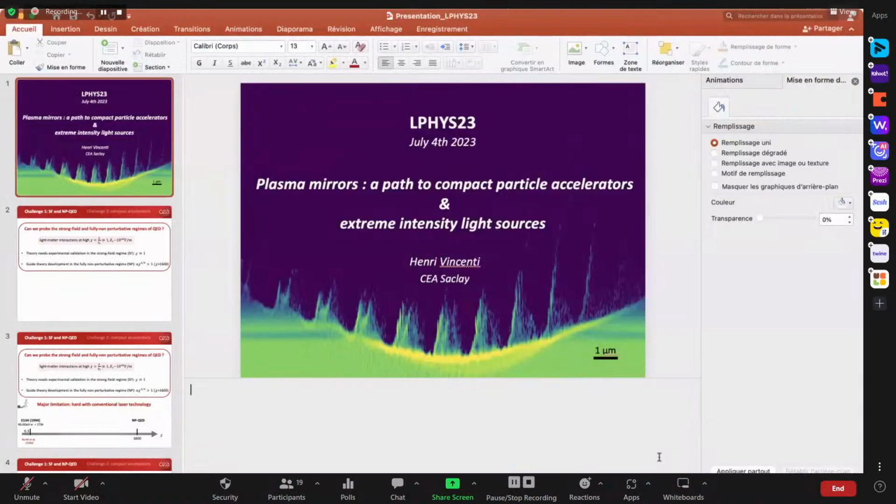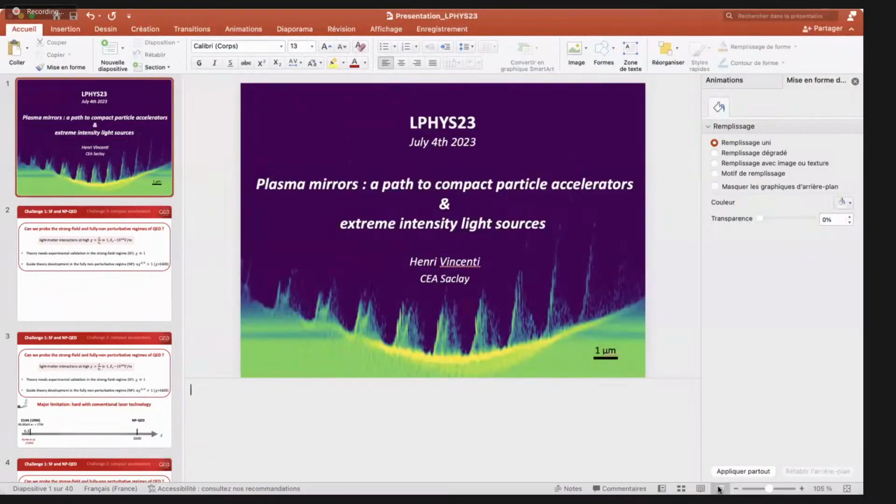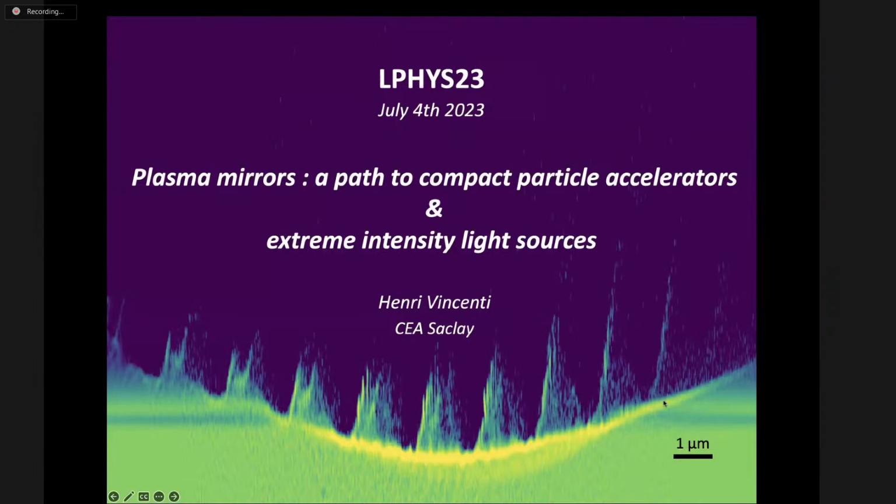Yes. Can you see my screen? I can see. Okay, perfect. So it's full screen. So the next speaker is Henry Vincenti from CEA Saclay. He will talk about plasma mirrors, a path to compact particle accelerators and extreme intensity light sources. So you have 30 minutes. After 25, I will show you that you have 5 minutes left. Okay? Thank you very much.